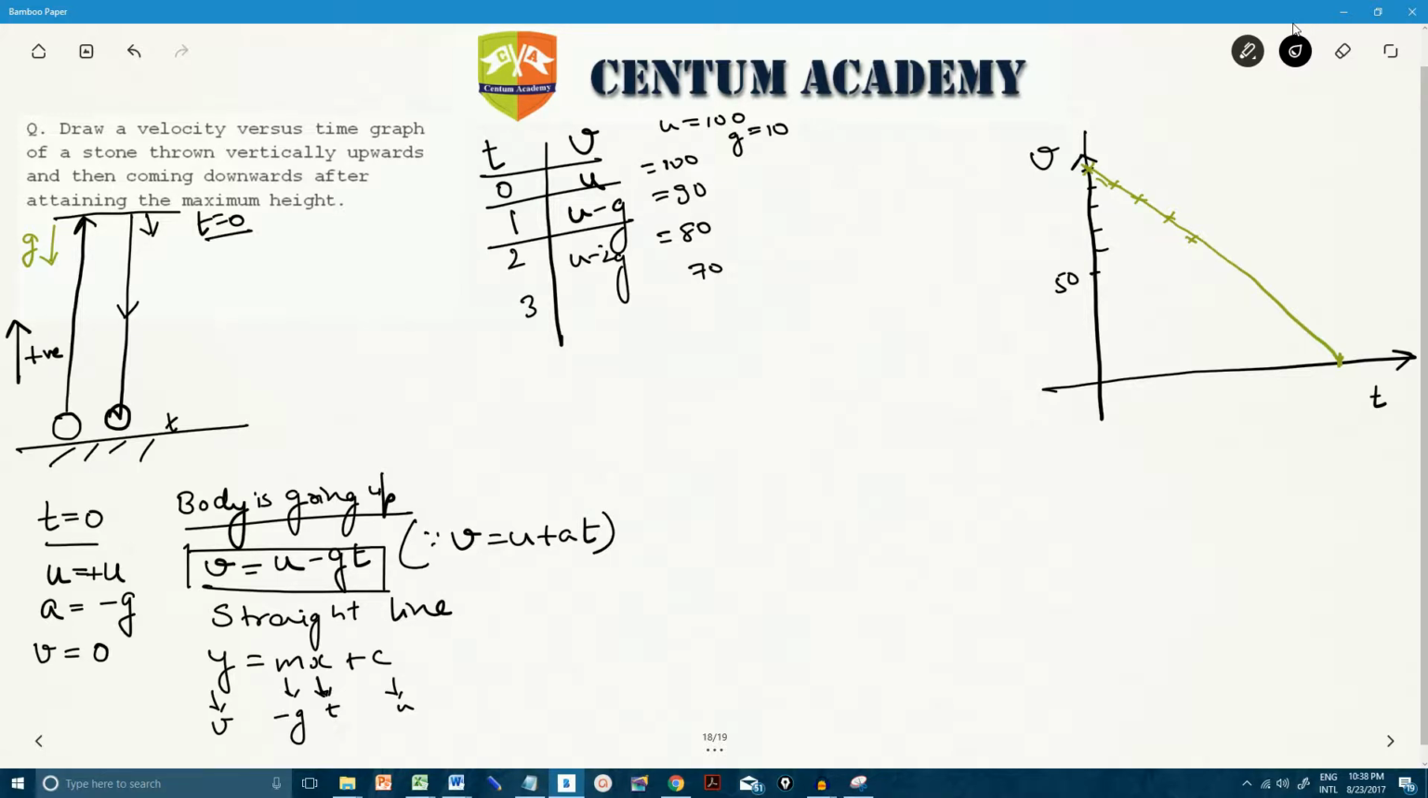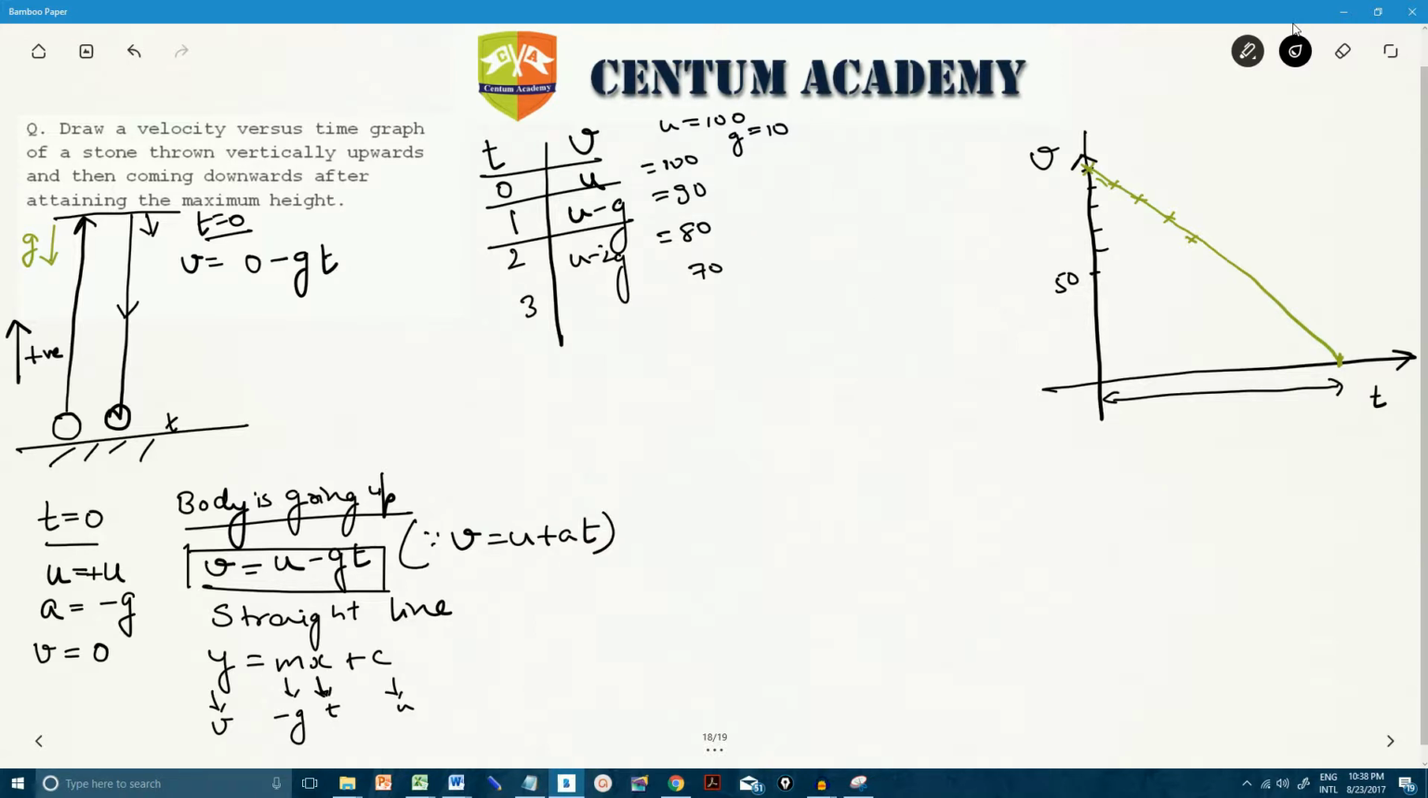Now the equation will be v is equal to u. Here u was again 0. Why? Because instantaneously it will be at rest. So 0, and then minus gt. Now this t starts from 0 again, right? But in this curve, this time has already been spent, and now I'm saying I'm starting afresh. So it is starting from here.